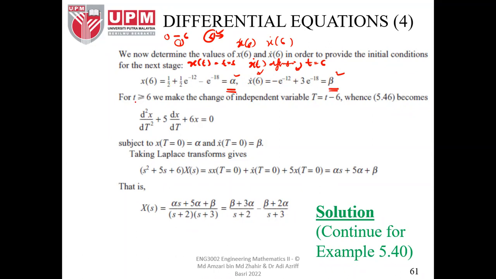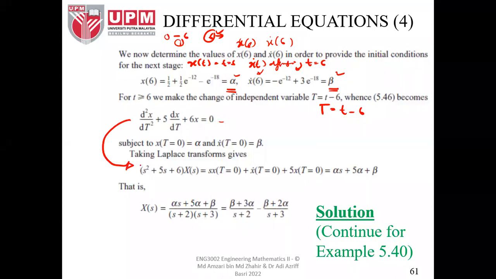For t bigger than 6, we need to make a change where t becomes small t minus 6. So when your main function is under big T, this function d squared x over dt squared plus 5 dx over dt plus 6x is equal to 0, where t is t minus 6, subjected to x(T) at 0 equal to alpha, and x dot (T) at 0 equal to beta. Same procedure.